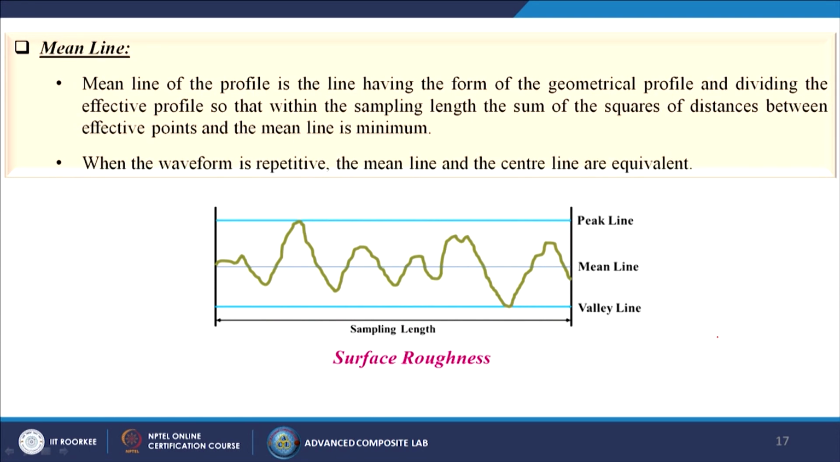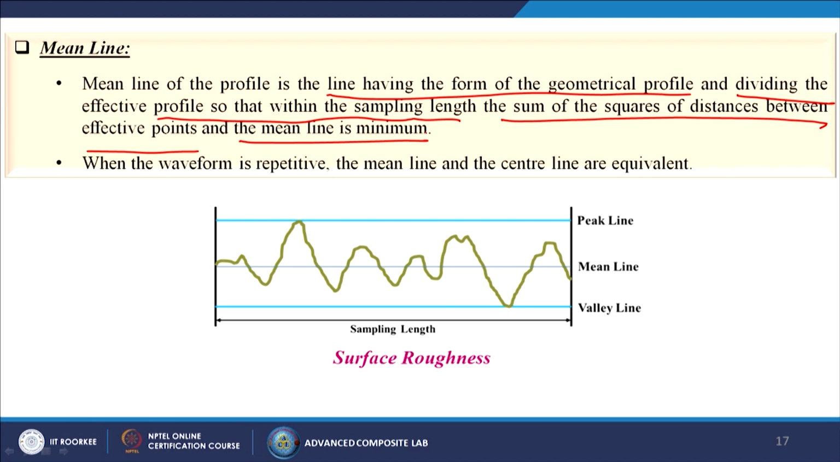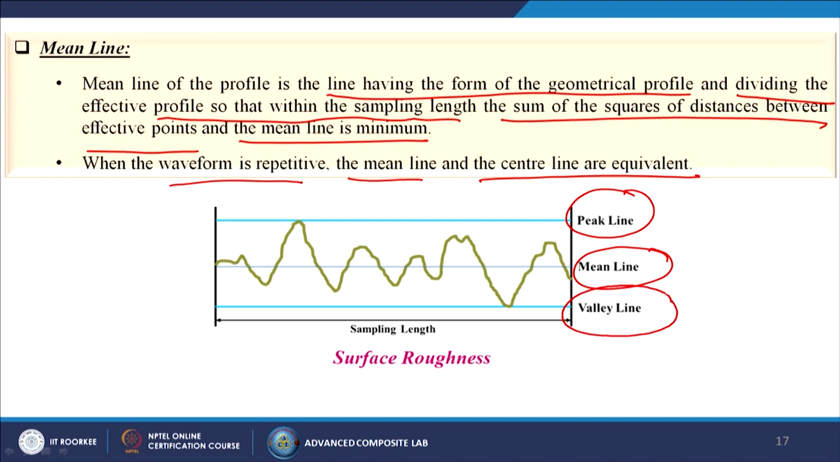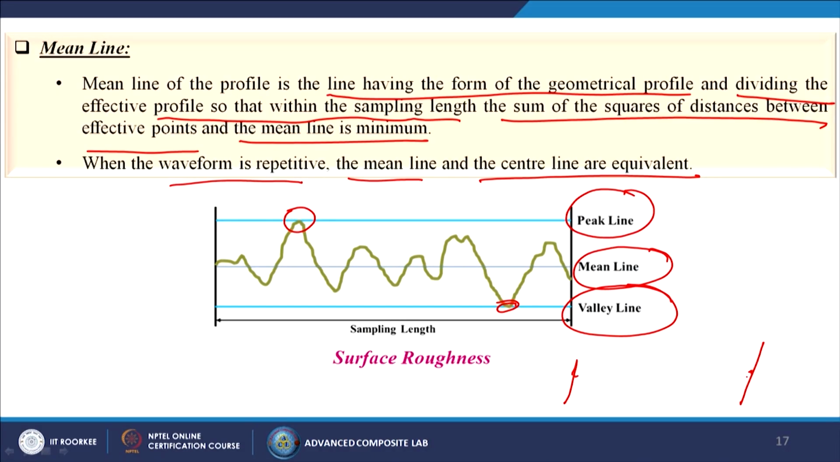Mean line of the profile is the line having the form of the geometrical profile and dividing the effective profile so that within the sampling length the sum of the squares of distances between effective points and the mean line is minimum. When the waveform is repetitive, the mean line and the center line are equivalent. So, this is known as the peak line, this is the mean line and this is the valley line, because this is the valley and this is the maximum peak over there. This is the total sampling length. That means from where to where you have your starting point and your ending point. That is your sampling length.